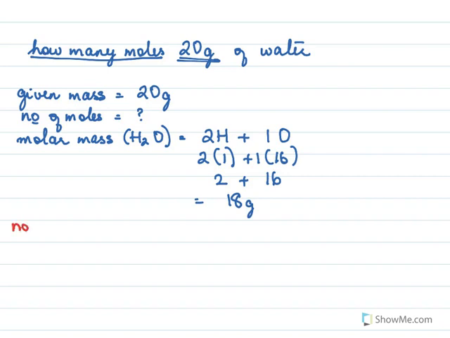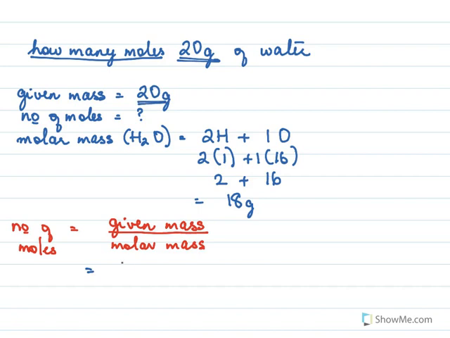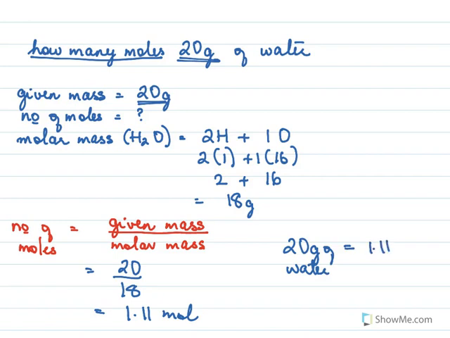We use the first formula. Number of moles equal to given mass over molar mass. So the given mass here is 20 grams of water, and the molar mass of water is 18. So when you divide, this is 1.11 mole. So 20 gram of water equals 1.11 mole.